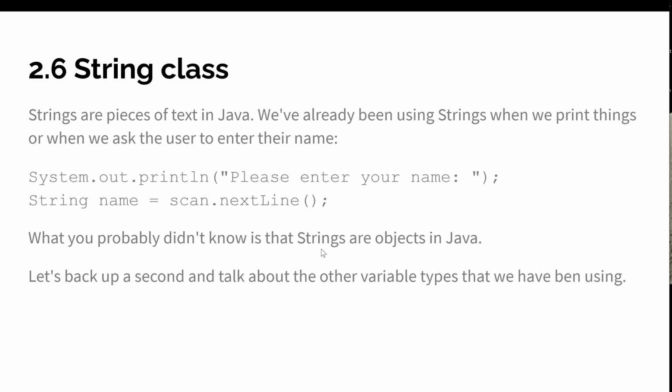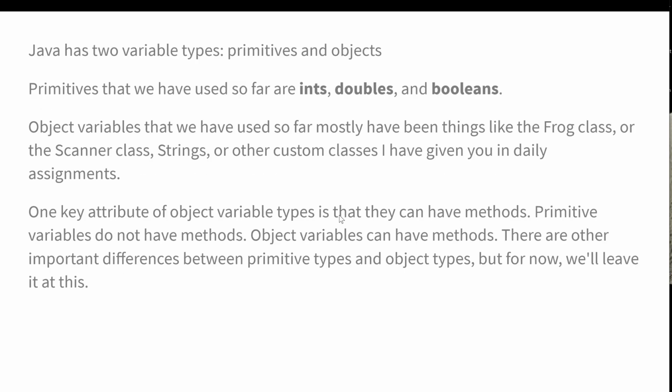And to contrast that with other things, we're going to back up and look at other variable types we've been using. So Java has two primary variable types. There's primitives and there's objects. The primitives that we've been using so far are integers, which we call ints, and doubles, and then also booleans, statements, expressions that are either true or false. The object variables we've used so far mostly have been things like the frog class or the scanner class. We've been using strings, and then on several other days I've had other things. Remember, we had rectangle, circle, square. Those were other objects that I created to give you examples.